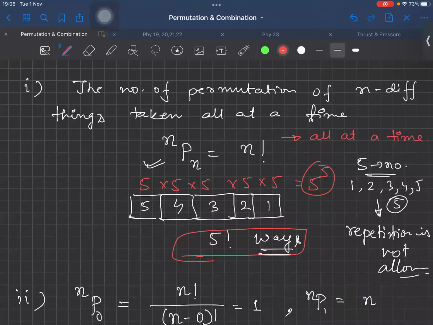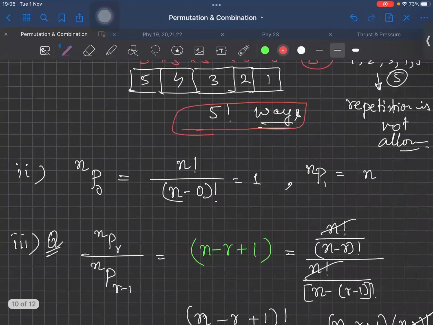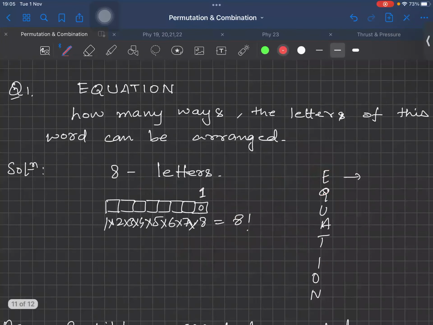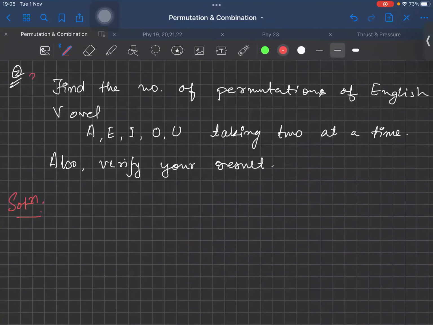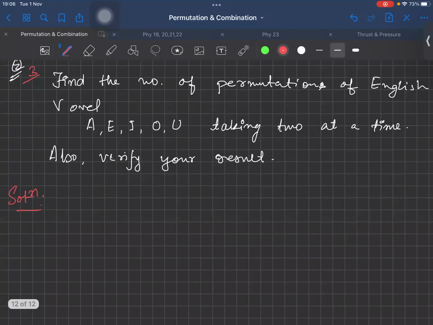So till now we have done problems with all at a time. That means we have 5 seats. We need all the 5 children to sit there. Okay. So now solve this one. Yeah. Tell me. Shruti. Sir, yes, tell me this answer or how you will explain this.